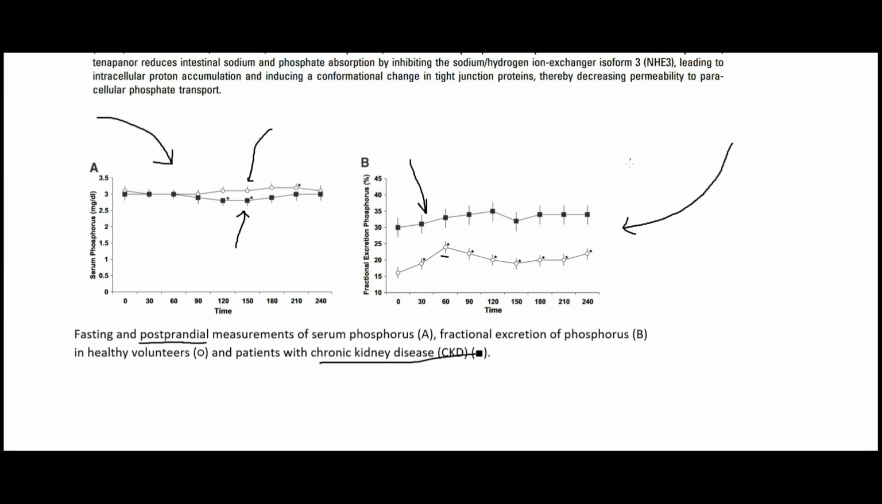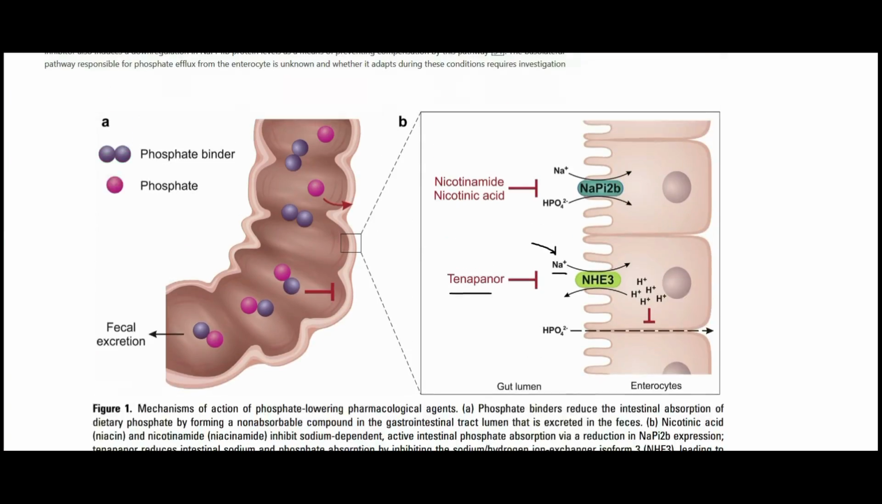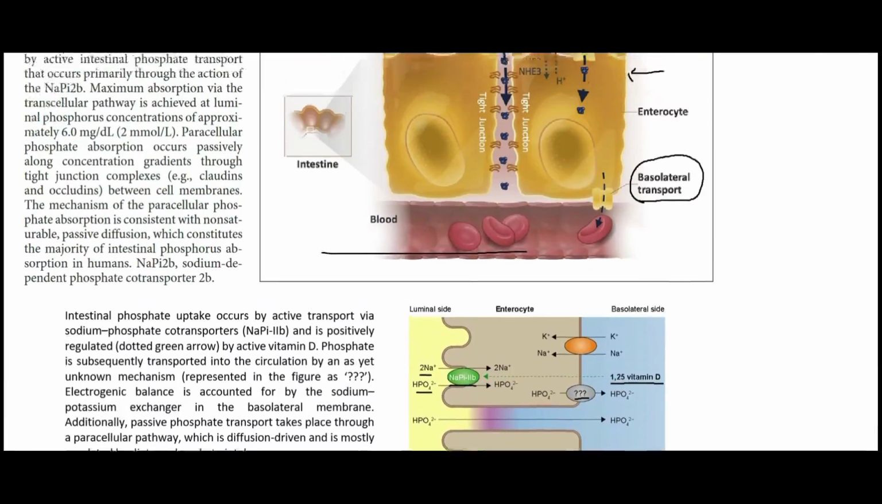I think I said above that chronic kidney disease causes hyperphosphatemia, but I think it was actually the opposite. It causes hypophosphatemia, because somebody with chronic kidney disease is constantly excreting phosphate, and so they're going to end up with hypophosphatemia.